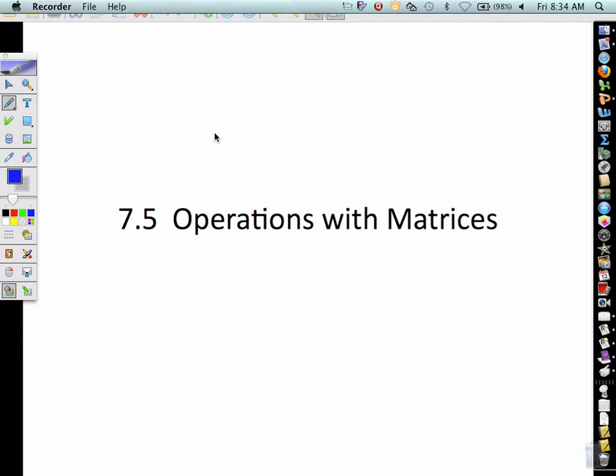All right, this is section 7.5, and we're going to just do a few examples with some basic operations using matrices. We're going to look at adding, subtracting, multiplying by a scalar, and multiplication of matrices.